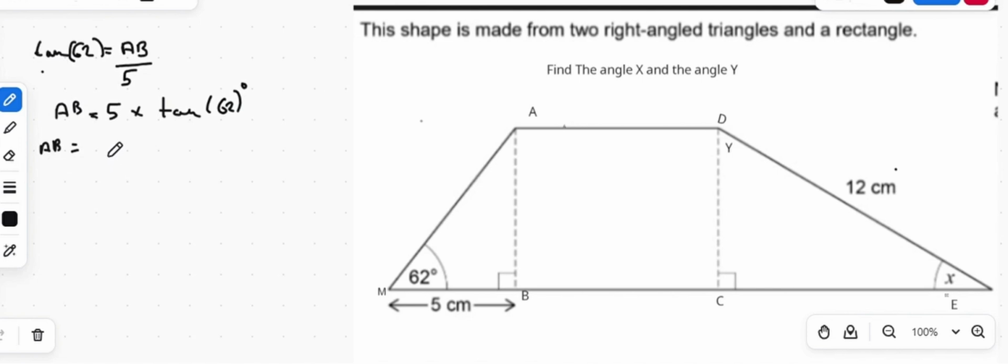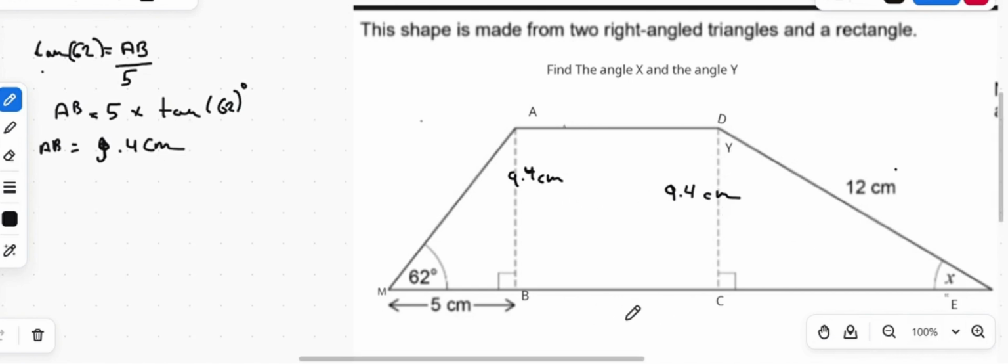So the answer would be AB will be equal to 9.4 centimeters. So AB is 9.4 centimeters, and 9.4 centimeters is the length of the side DC. So now we can use this information to find the angle X.